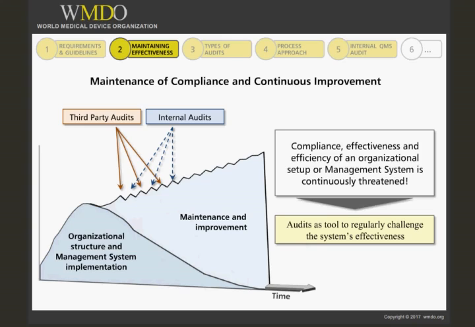Now, if you want to improve efficiency while maintaining the effectiveness of your system, you may need to put even more engineering and creativity into your audit program.